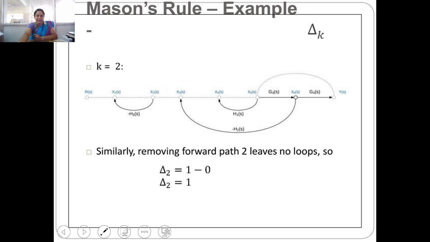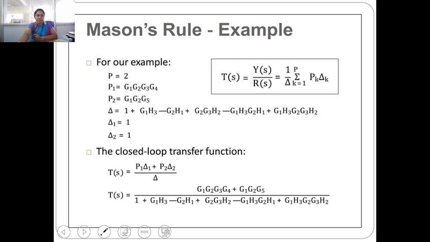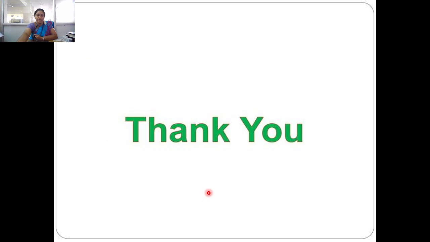And next, the second forward path, here also there are no non-touching loops in the second forward path, so the value of delta 2 is equal to 1. And now you have to substitute the values, that is T(s) is equal to, here k is equal to 2, so P1 delta 1 plus P2 delta 2, whole divided by delta. This is your final value for this SFG, that is block diagram to SFG. And thank you.